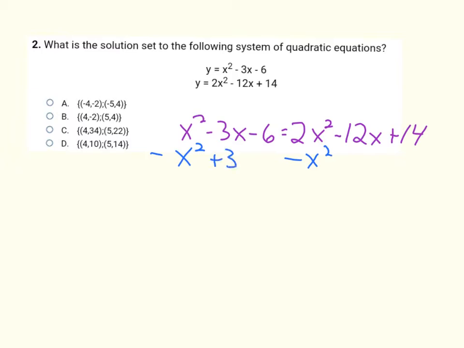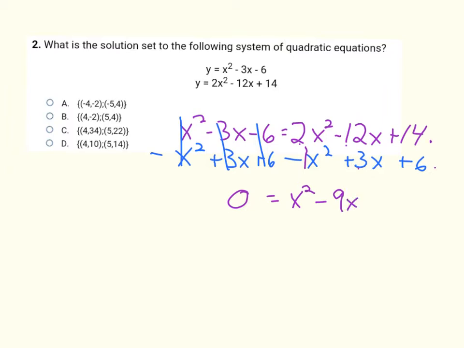I'm going to have to add 3x to this side, putting that under my other x term, and then add 6 to both sides. So on this side, these all cancel out, and I'm left with 0, which was the hope. 2 minus the 1x squared is a 1x squared, or just x squared. Negative 12 plus 3 is a minus 9x. And then 14 plus 6 is a plus 20.